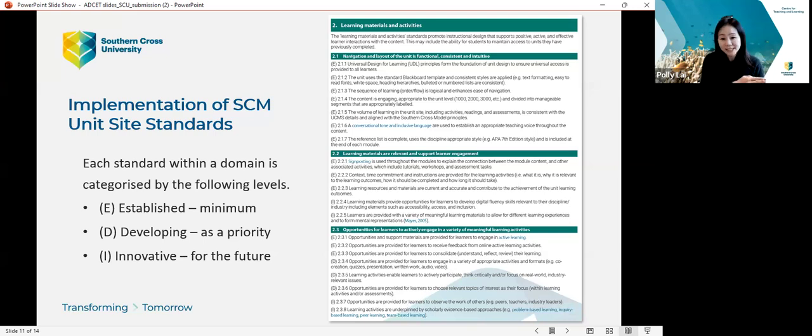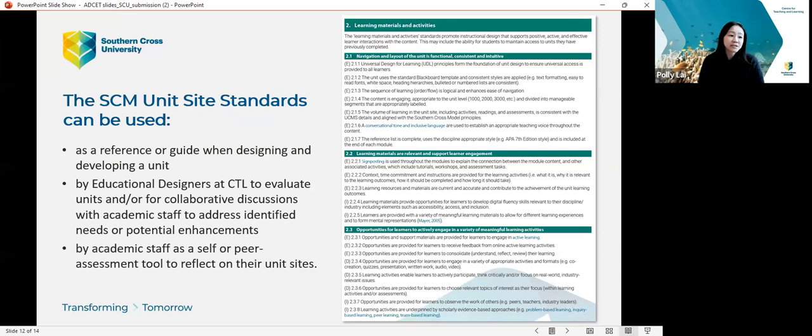The second, the developing level, means these items are the priority for the first round of revision. So after they are delivered the first time, before the next offering, we will review the unit and see if there are any potential needs or enhancements we can make. And the last one, innovative, means these are more for future improvement.